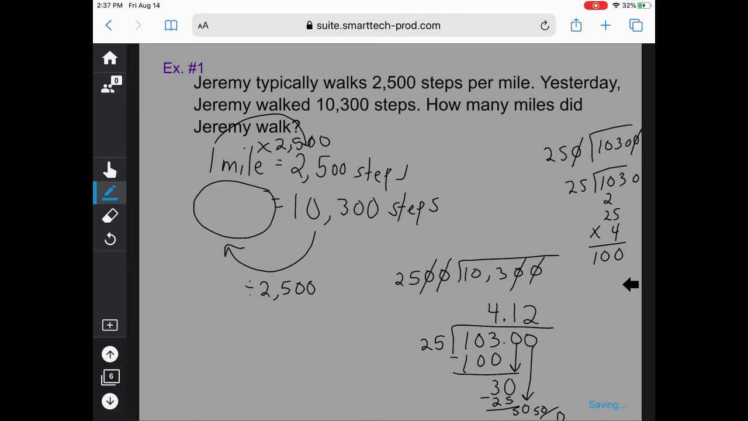So, how many miles did Jeremy walk? According to this, he walked 4.12 miles. So 10,300 divided by 2,500 would give me 4.12. So this is my final answer. So I would put miles at the end.